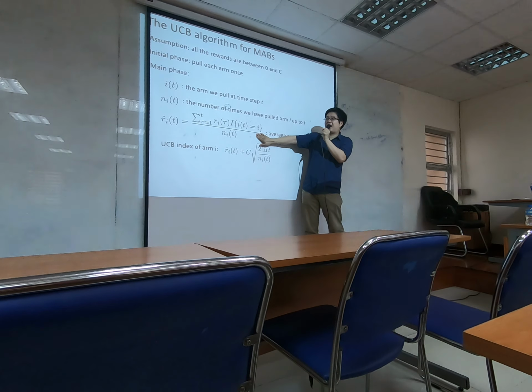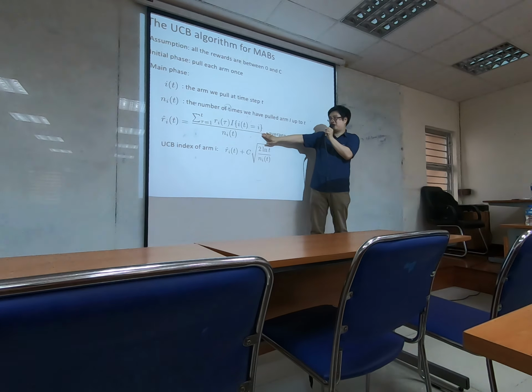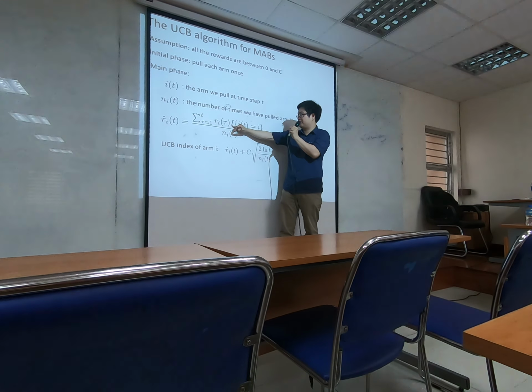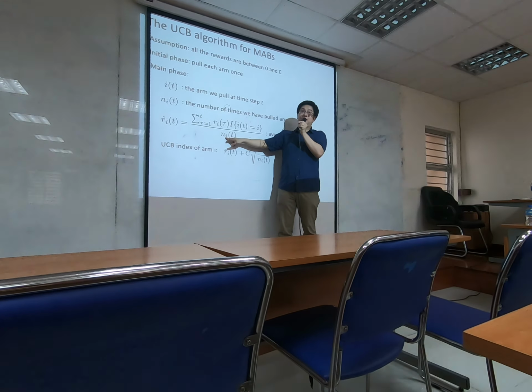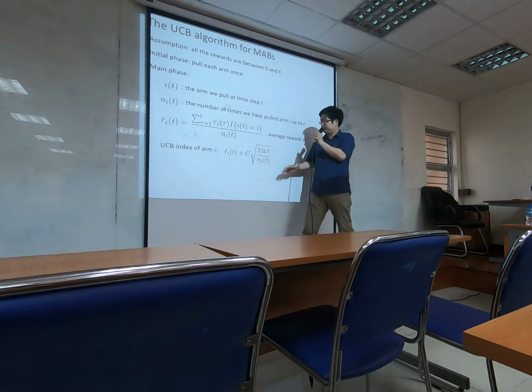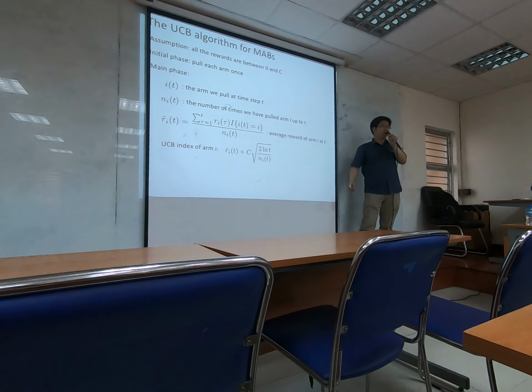So we're going to maintain the estimated average reward of each arm i. It looks complicated, but it's very simple: this is the sum of the rewards we achieved so far, divided by the number of times we have pulled the arm so far. So this is the average reward of that arm up to time step t.